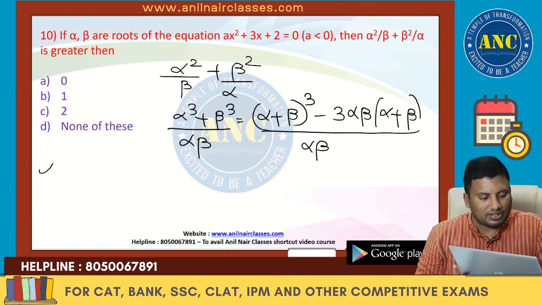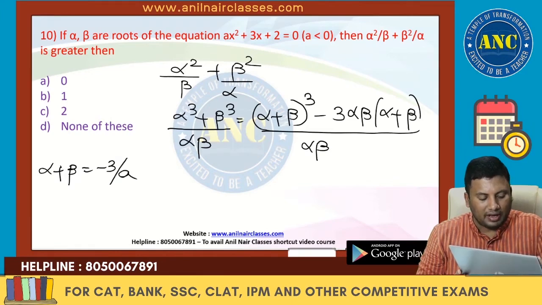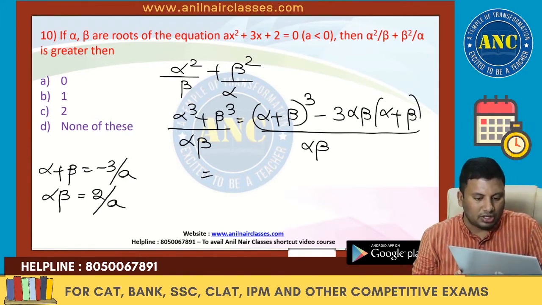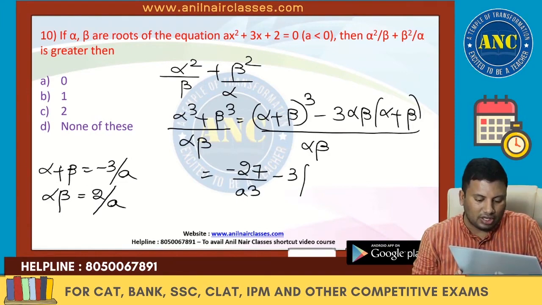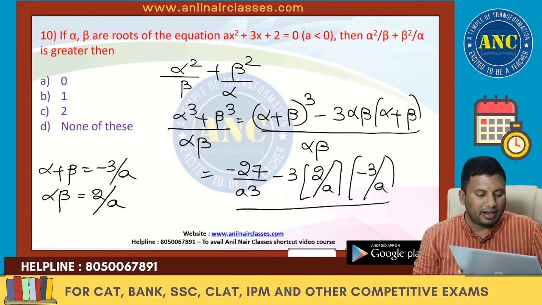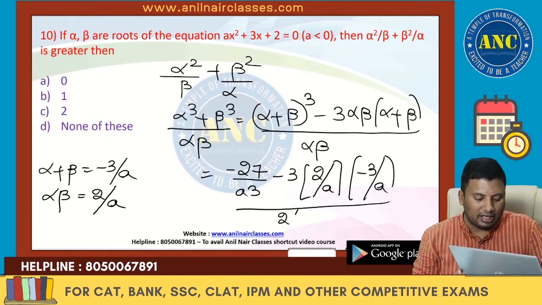So alpha plus beta is nothing but minus 3 by A, right? And alpha beta is nothing but 2 by A. If I substitute it, it is nothing but minus 27 by A cube minus 3 into alpha beta, which is 2 by A, into alpha plus beta, which is minus 3 by A, divided by alpha beta, which is 2 by A.